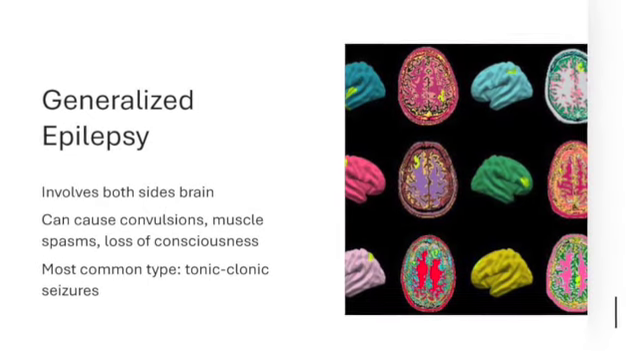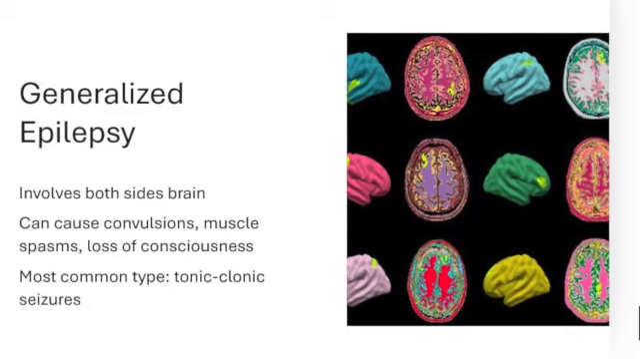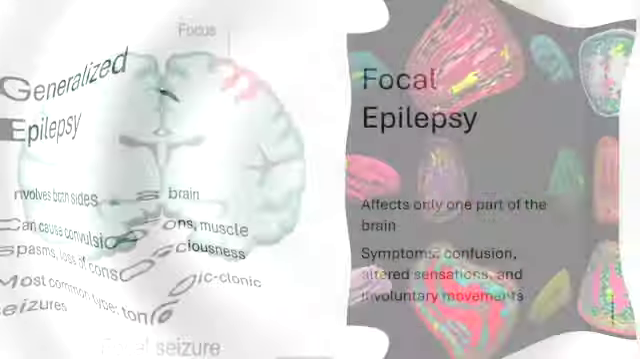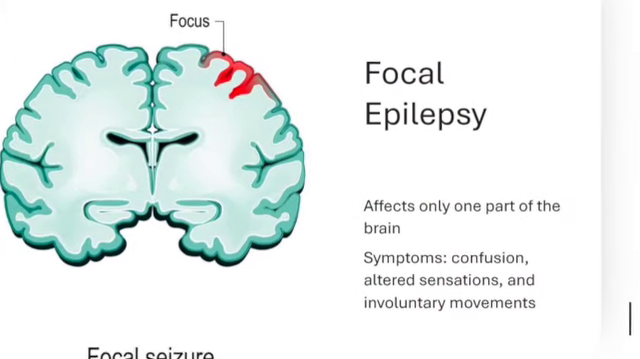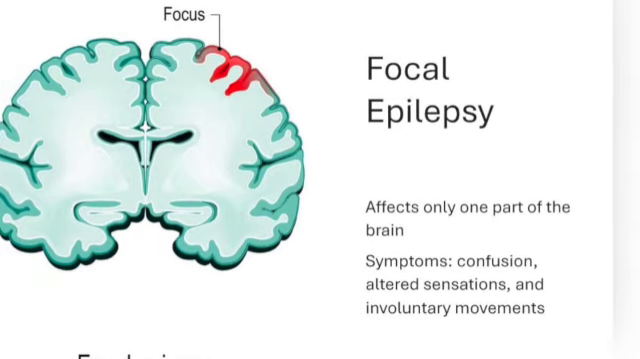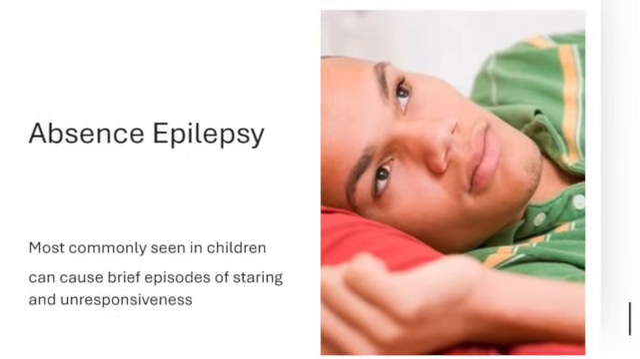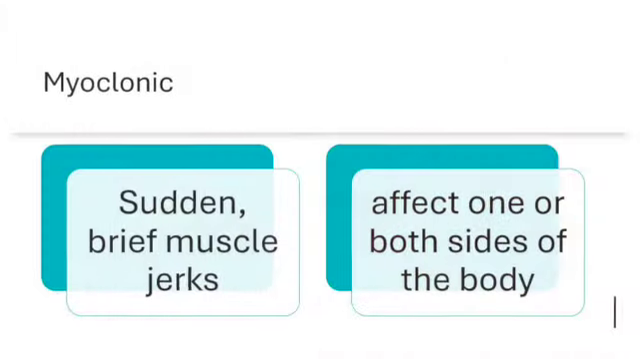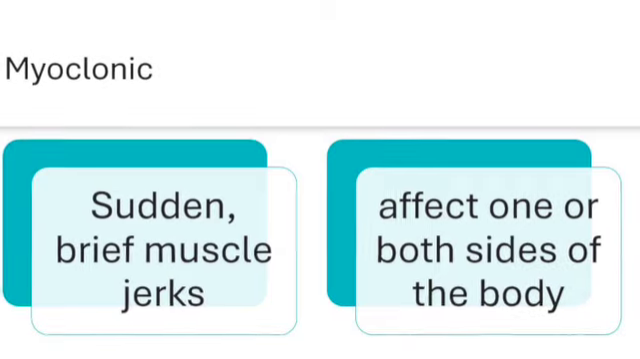Generalized epilepsy involves both sides of the brain and can cause convulsions, muscle spasms, and loss of consciousness. The most common type of generalized epilepsy is tonic-clonic seizures. Focal epilepsy affects only one part of the brain and can cause a wide range of symptoms including confusion, altered sensations, and involuntary movements. Absence epilepsy is most commonly seen in children and can cause brief episodes of staring and unresponsiveness. Myoclonic epilepsy causes sudden, brief muscle jerks that can affect one or both sides of the body.